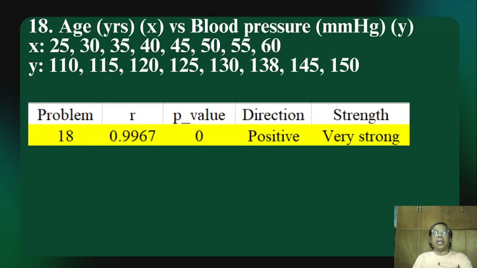Number 18. Age in years is our X versus blood pressure in millimeters of mercury, which is our Y. So we have those X and Y values. Using Excel, the value of R is 0.9967 and the P value is 0. The direction is positive and the strength is very strong.